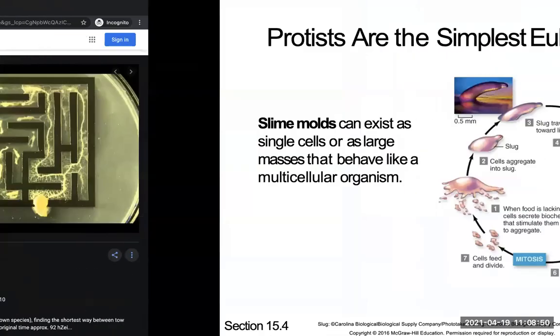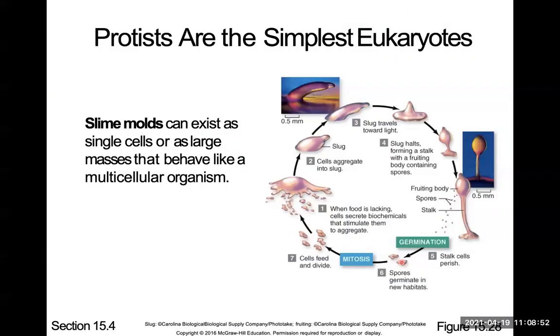So that's slime mold. I don't want you to memorize this. I think it's a little bit too much for this class. So I'm going to try to make this part of the course as pleasant as possible. So you don't have to know the steps for this. Just know that they can exist as single cell organisms or multicellular organisms. So they're slime molds. It looks like fungus, but it's not fungus, it's Protista.